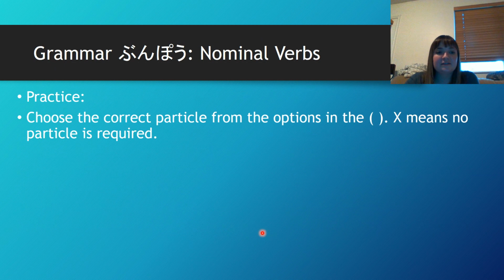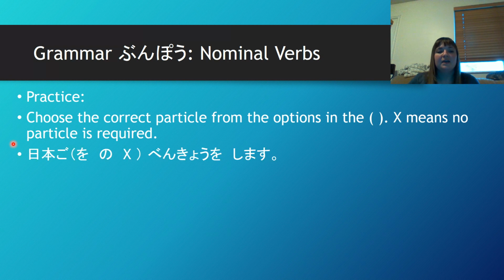Okay, let's go ahead and practice a little bit. So while we're doing this part, I recommend you pause for a second, think about your answer, and then go ahead and start it again when you're ready. If you do this, it'll give you a better idea if you understand what's going on, or if you're not paying attention, you might need to go back. Okay. So what you need to do is choose the correct particle from the options in the parentheses, and X means that no particle is required.